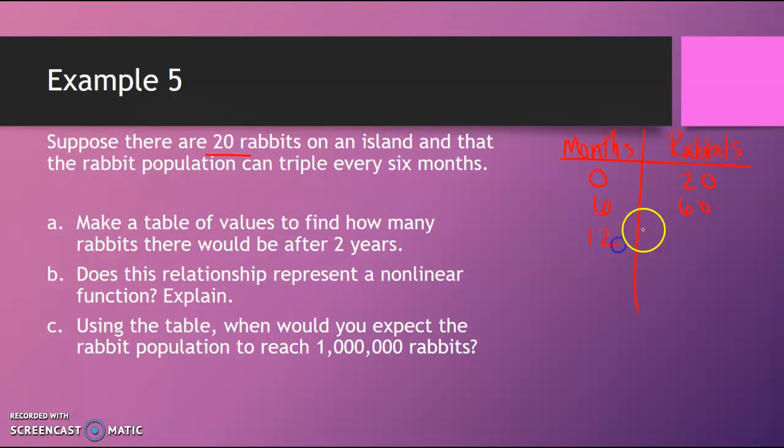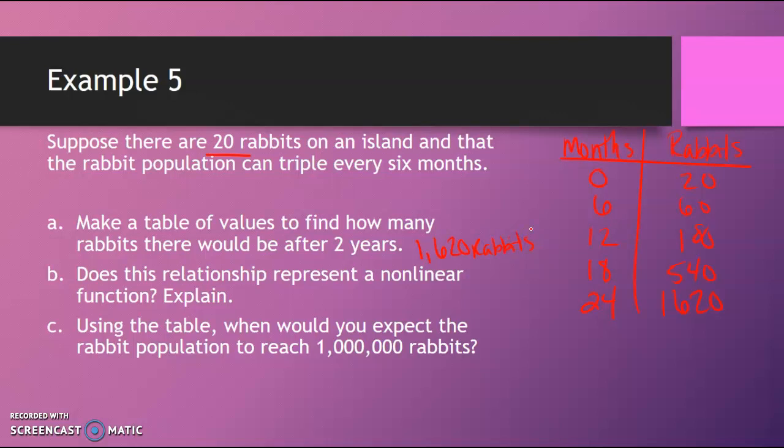After 12 months, so a year, we're going to take that 60 times 3, and we now have 180 rabbits. After another 6 months, so at 18 months, we take that 180 times 3, and we now have 540 rabbits. And then in another 6 months, so in 24 months, which is 2 years, we take the 540 times 3 and we get 1620. So after 2 years, there would be 1,620 rabbits.